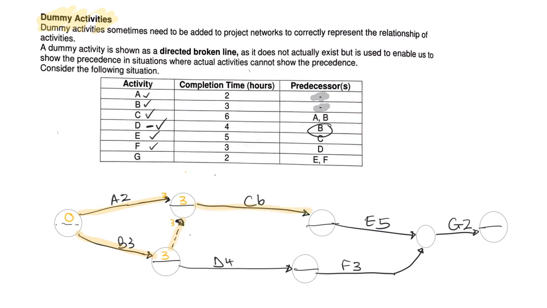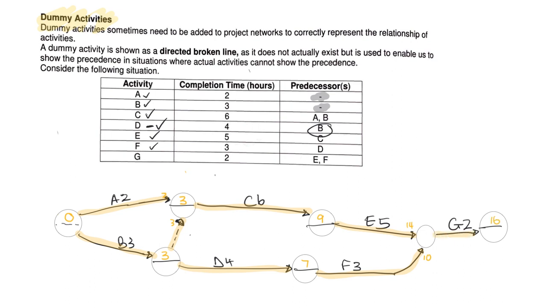So now to do the EST here. 3 plus 6 is 9. How to do this EST? 3 plus 4 is 7. Going into the next one, 7 plus 3 will give me 10. So I've got 2 arrows coming into this node, so I need to do both. 9 plus 5 is 14. 14 plus 2 is 16 to get my last one.